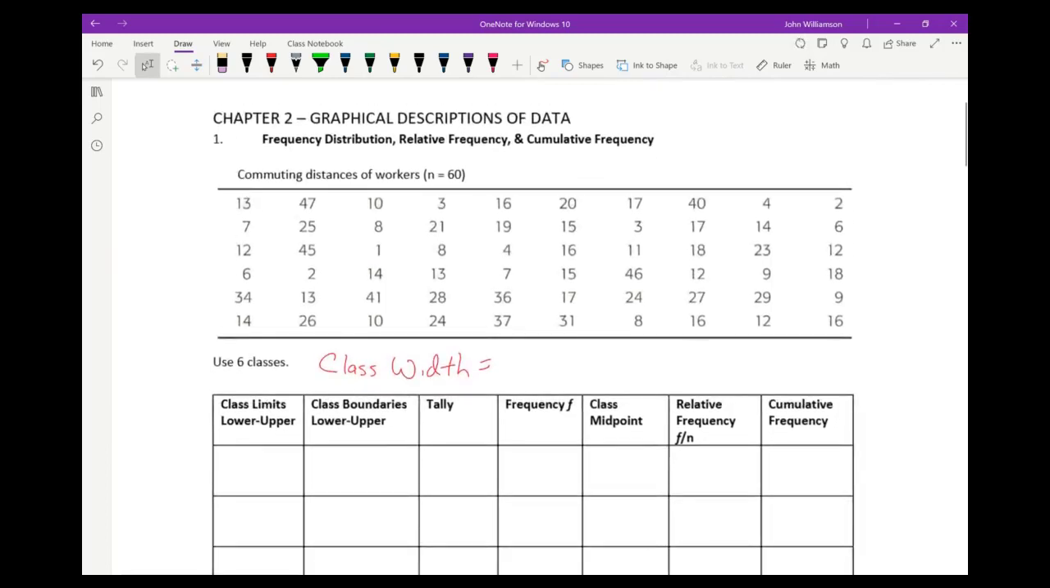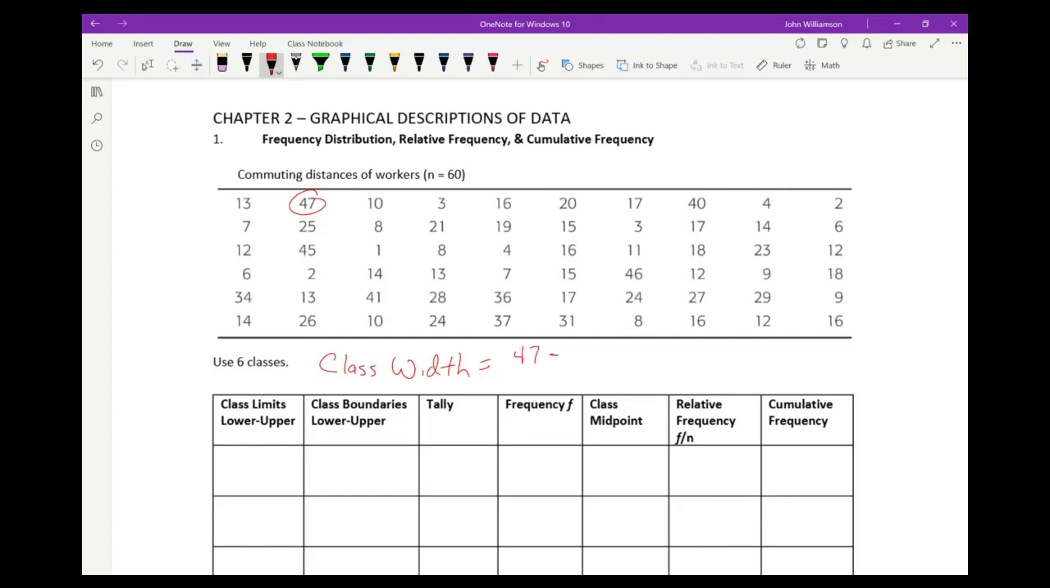So if we look at this data set, we're just looking for the biggest and the smallest. So what is our biggest data value? What is the furthest distance somebody drove into Dallas? 47. Yeah, so that's our biggest.